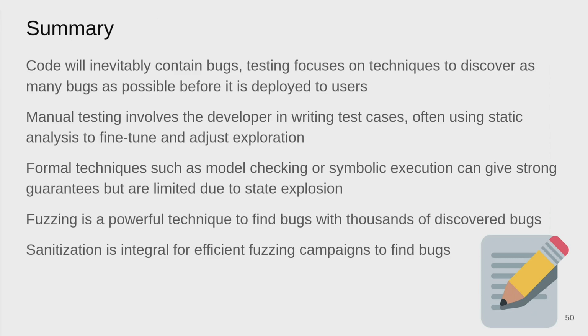Code will inevitably contain bugs. Automated testing focuses on techniques to discover as many bugs as possible before the code is actually deployed to the users. Manual testing involves the developer writing test cases, oftentimes using some kind of static analysis to fine-tune and whatnot. Formal techniques such as model checking or symbolic execution give you strong guarantees, but they come at a massive cost. And they are very limited due to state explosion in how complex the code can actually be that they analyze.